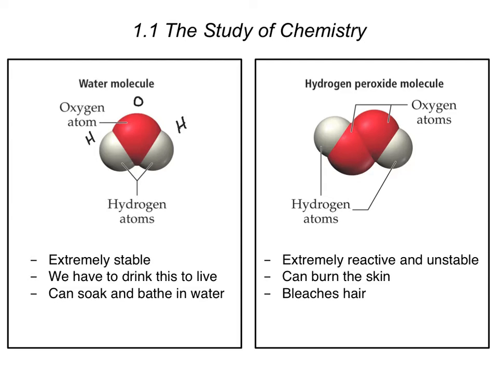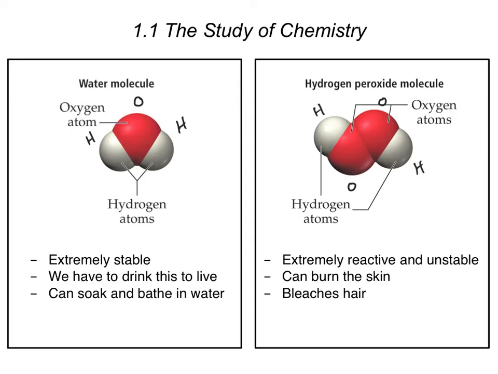What is hydrogen peroxide made up of with respect to atoms? We have two oxygens now, and we have two hydrogens. So all we've done is added one little oxygen into this molecule comparatively to water, okay? Can you drink hydrogen peroxide? If you bathe or you wash your hair in hydrogen peroxide, what would happen? It would bleach it, right? So again, the addition of one little atom changes the properties of the molecule entirely.